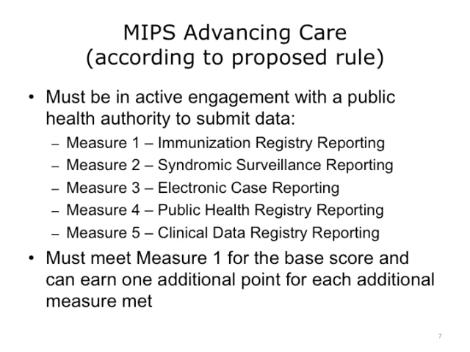According to the proposed rule for MIPS Advancing Care, the eligible clinician must be in active engagement with a public health authority to submit data for the following. Measure 1, Immunization Registry Reporting; Measure 2, Syndromic Surveillance Reporting; Measure 3, Electronic Case Reporting; Measure 4, Public Health Registry Reporting; and Measure 5, Clinical Data Registry Reporting. They must meet Measure 1 for the base score and then can earn 1 additional point for each additional measure met.